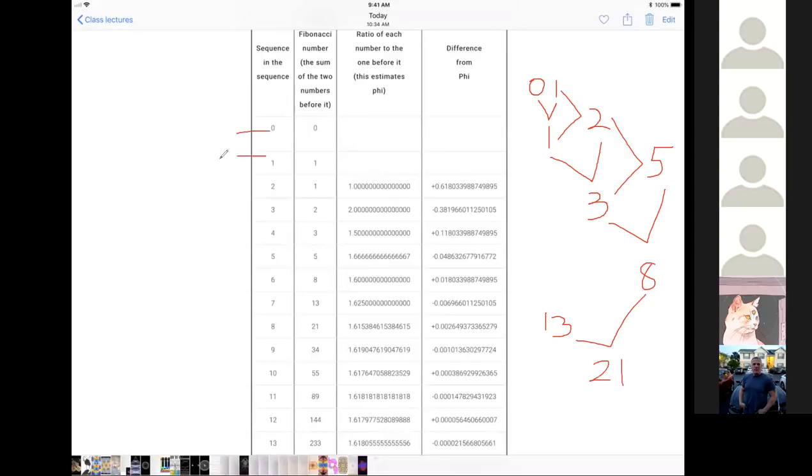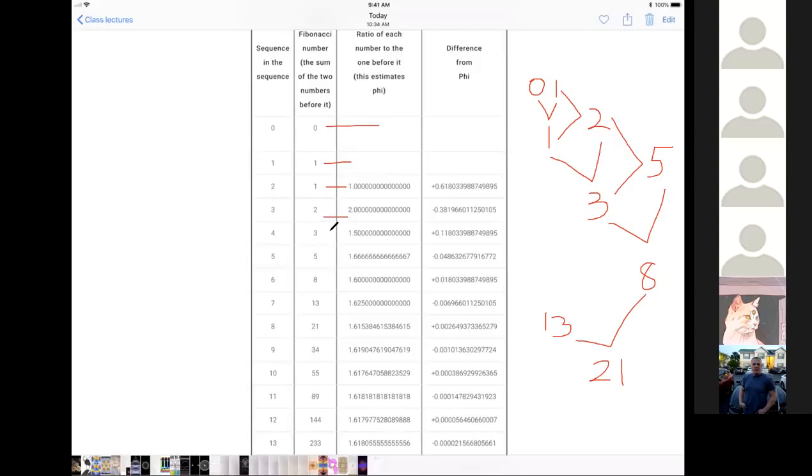0, 1, 1, 2, wait. I'm not highlighting the right thing. Let me do this correctly. I wasn't reading my chart correctly. 0 is the first one. 1 is the next one. 1 is the next one. And 1 plus 1 equals 2.